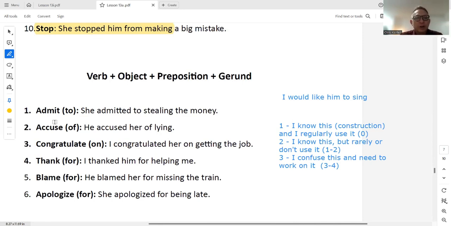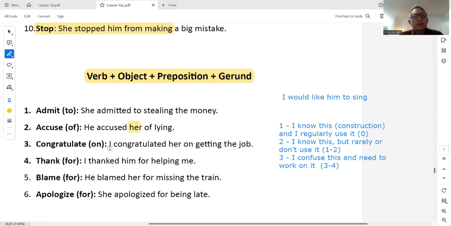He accused her of lying. So accused of something. He was accused of lying, if you want to convert it into the past. He was accused, but here we have the object. So here the object is afterwards, but here we have it, accused her, admitted to stealing.